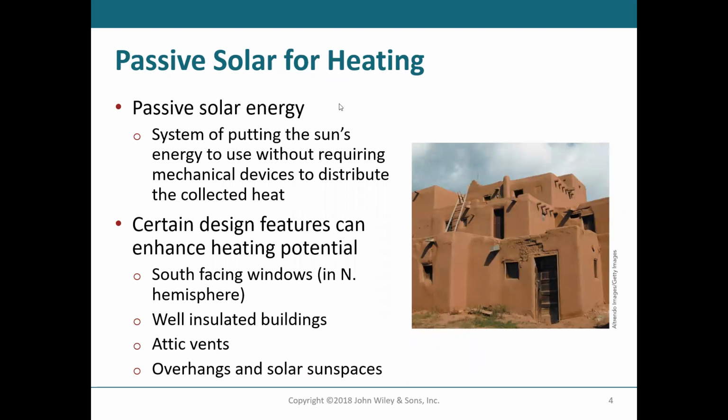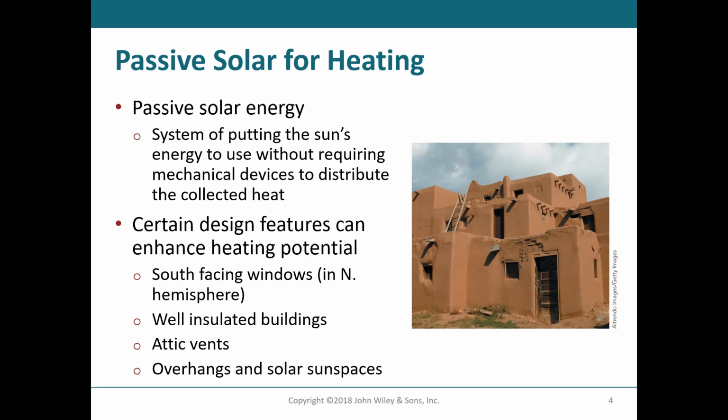Well, there are two types of solar energy, right? There's passive and there's active. Passive solar energy basically means that it's a system of putting the sun's energy to use without requiring mechanical devices to distribute that collected heat.